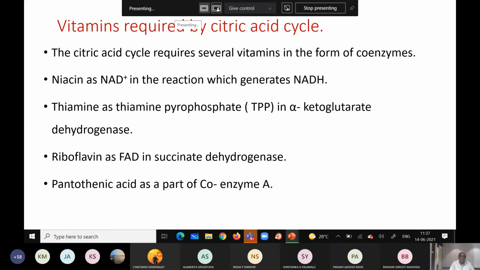At that time, riboflavin, in the form of FAD, takes part in the reactions related to succinate dehydrogenase, and pantothenic acid acts as coenzyme A. Like this, the many coenzymes have their sources in the water soluble vitamins or the B complex vitamins. They can be labeled as those which are required for the various carbohydrate metabolism.